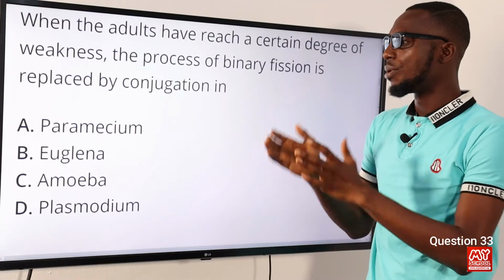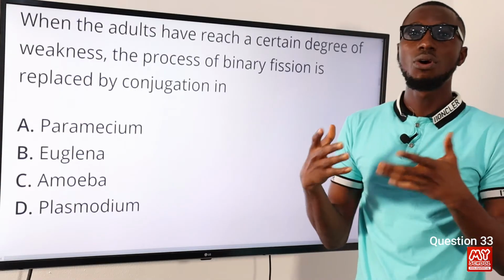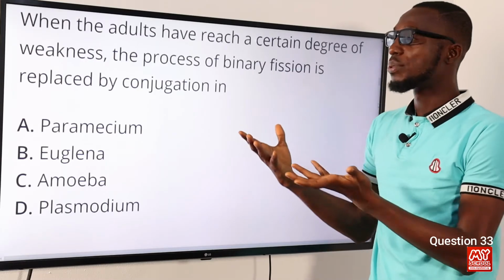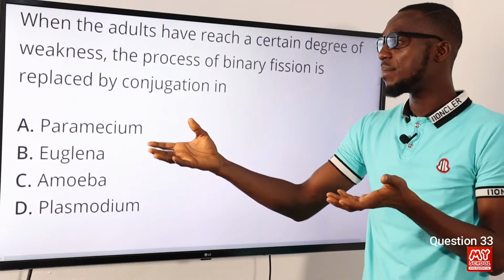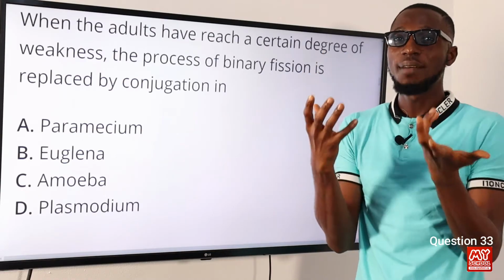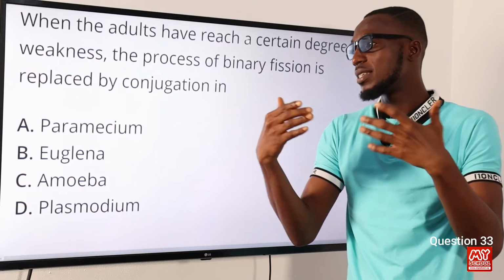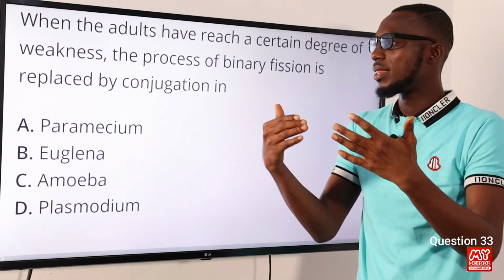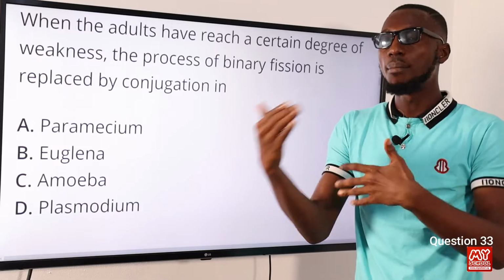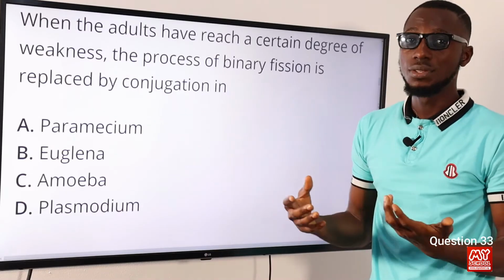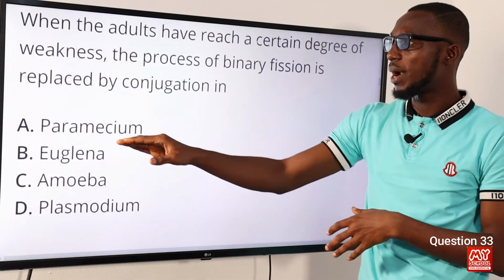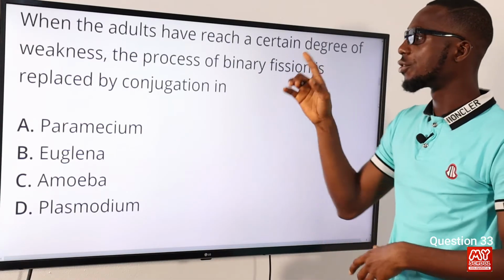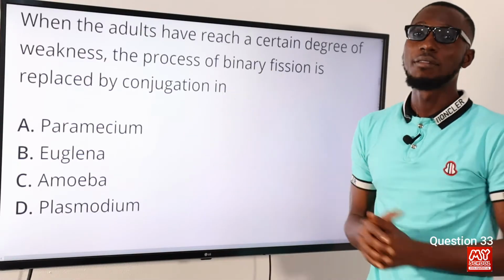All right, but when you come to paramecium, it can also use the process of conjugation, whereby a typical paramecium will act like a gamete, another one too will act like a gamete, and if there's a fusion amidst them, there's an exchange of nuclei among these two paramecium organisms. So the correct option here is option A for paramecium. Paramecium exhibits both binary fission and conjugation. So you have the correct option A.